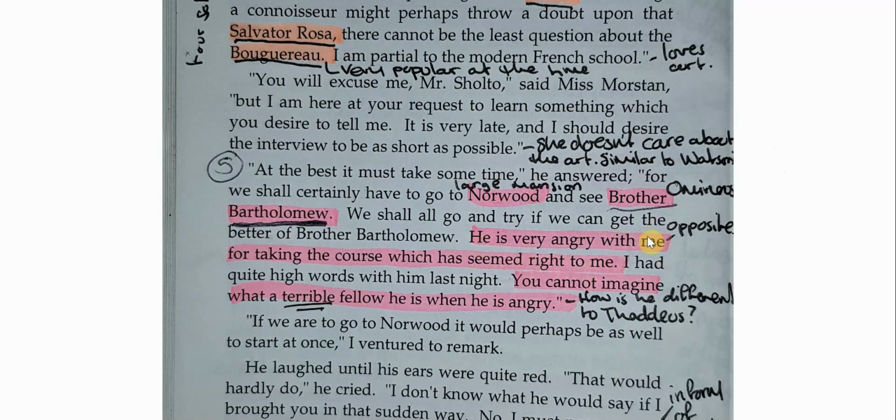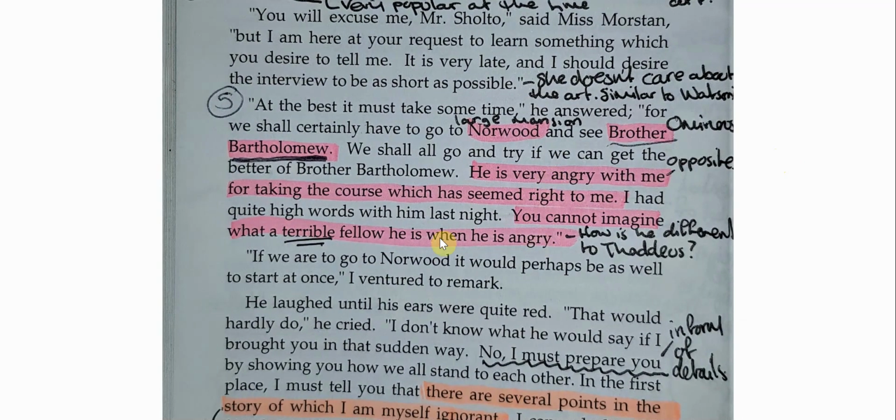And we're introduced a little bit more to Brother Bartholomew, Thaddeus Sholto's brother. He's an angry character. And he's a terrible fellow when he is angry. I don't get the impression that Thaddeus Sholto gets angry. So maybe we could look at duality within family here.